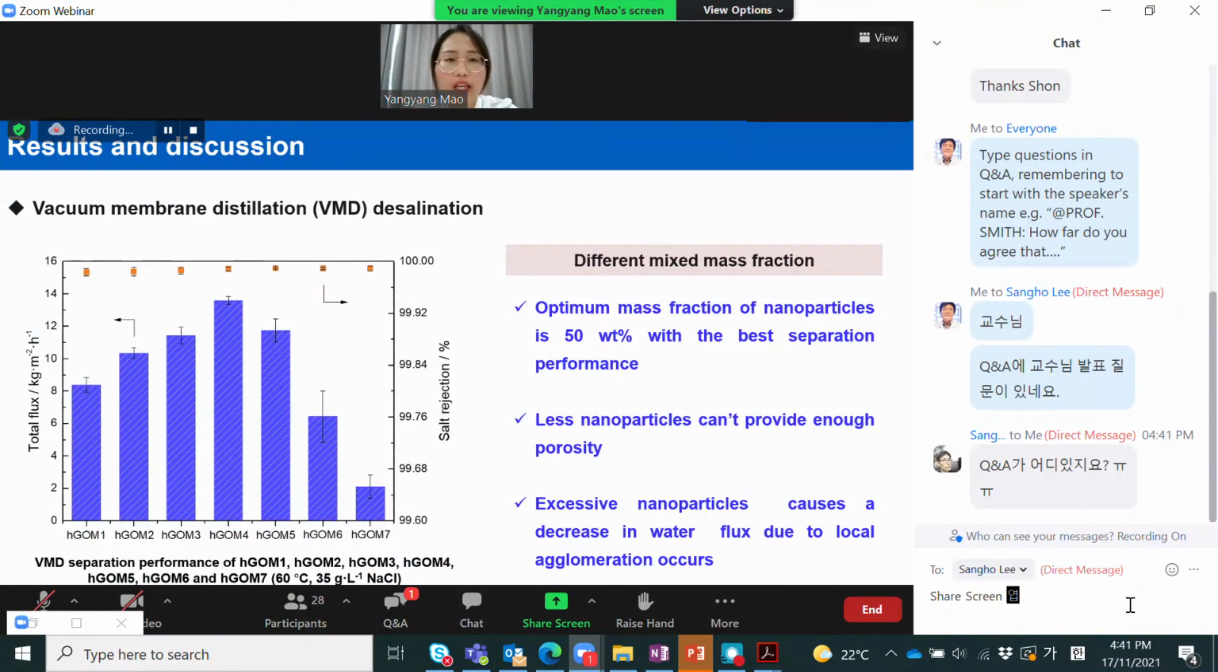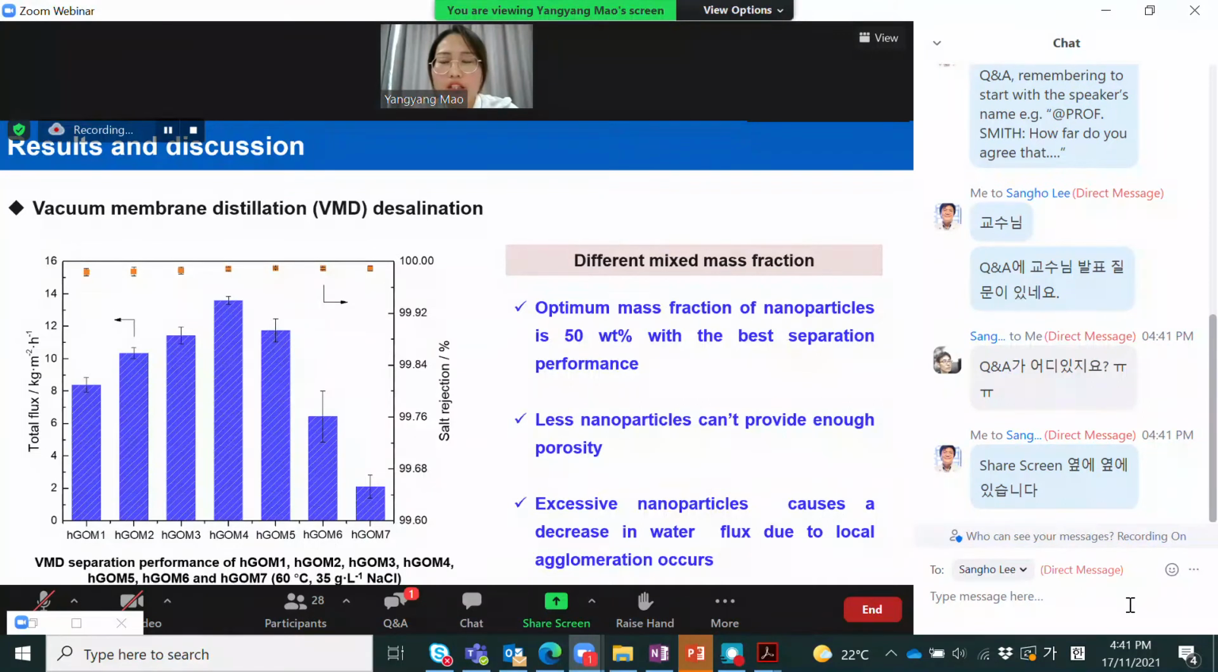And then firstly, we investigated the VMD desalination of membranes with different nanoparticle mass fractions. And we could find that the optimal mass fraction of nanoparticles is about 15%. When we added fewer nanoparticles, it cannot provide enough porosity. However, when we introduced excessive nanoparticles, it will also cause a decrease in water flux due to the local agglomeration that occurred.